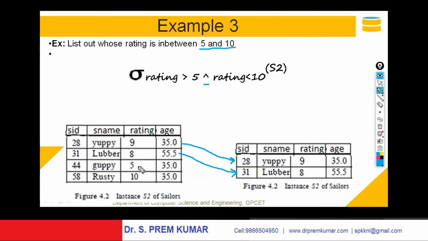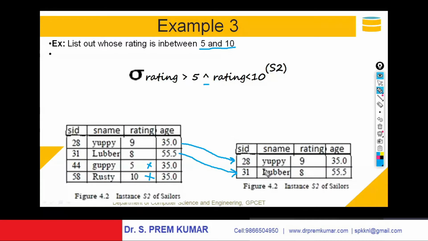And should be greater than 5. No, this is wrong. You will not get this, it is not greater than 5. 5 is greater than 5 is false. You will not get it. And Rusty, greater than 5 and less than 10. This is 10. Even Rusty you will not get, because is it greater than 5? Yes. And less than 10? No. 10 is less than 10 is false.